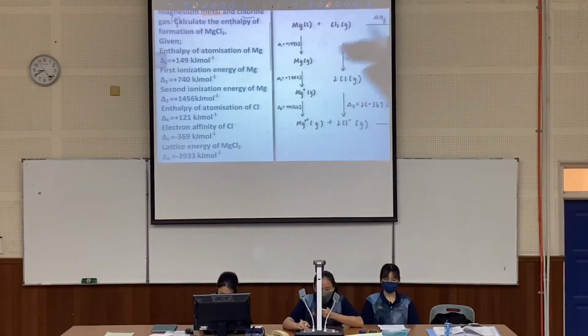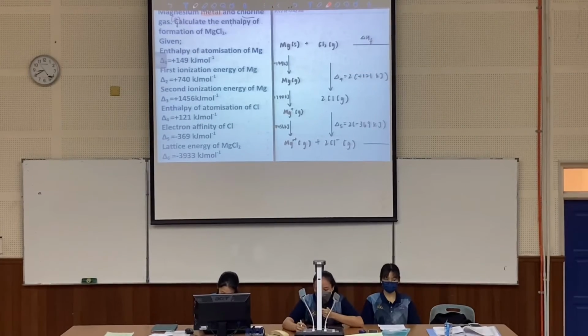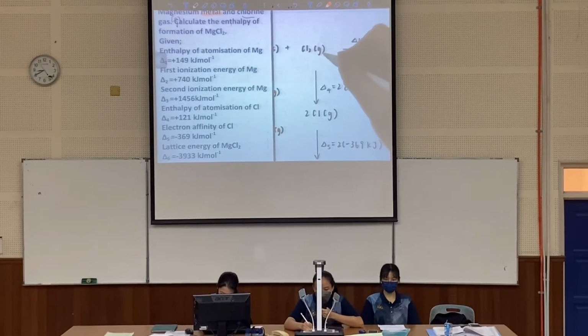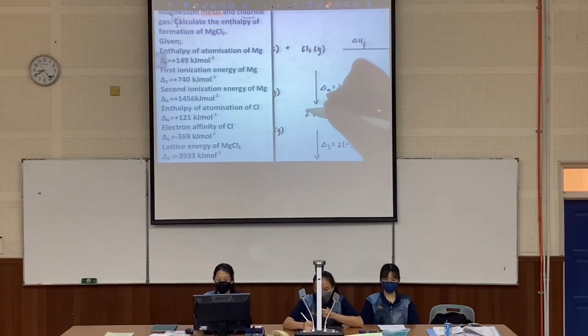The next one, enthalpy of atomization of Cl. You can see Cl2 here in gas, so we need to form Cl atoms. And you can see 2 Cl atoms here, so we write here 2. And the enthalpy will also be multiplied by 2.